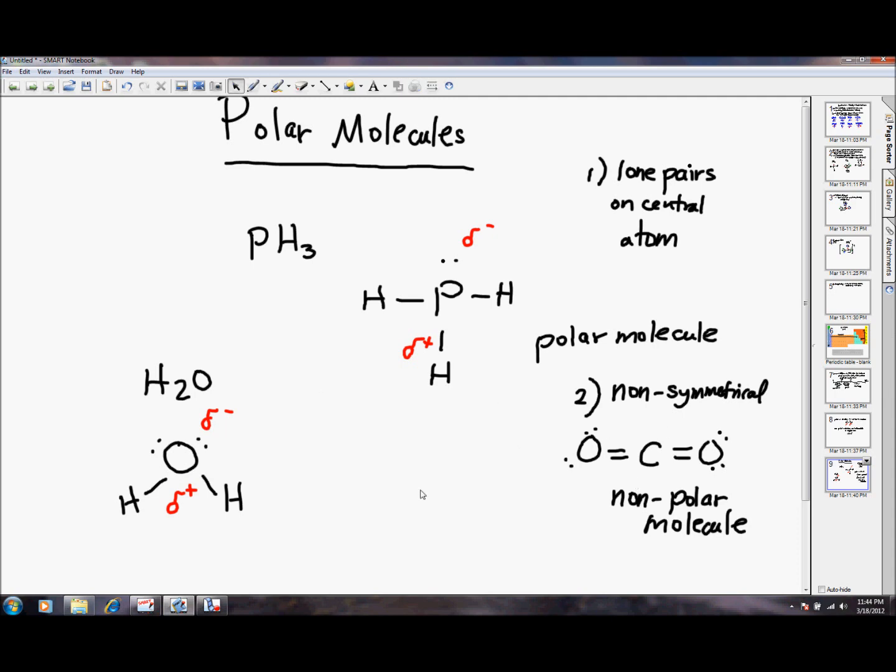So before you get all excited about the symmetry, check to see if there are lone pairs on the central atom first. If there aren't, then ask yourself, is the molecule symmetrical? Does the left side look like the right side? Or if there are 3 parts, are all 3 parts identical? If there are 4 parts, are all 4 parts identical? If they're not, then you can say it's a polar molecule.